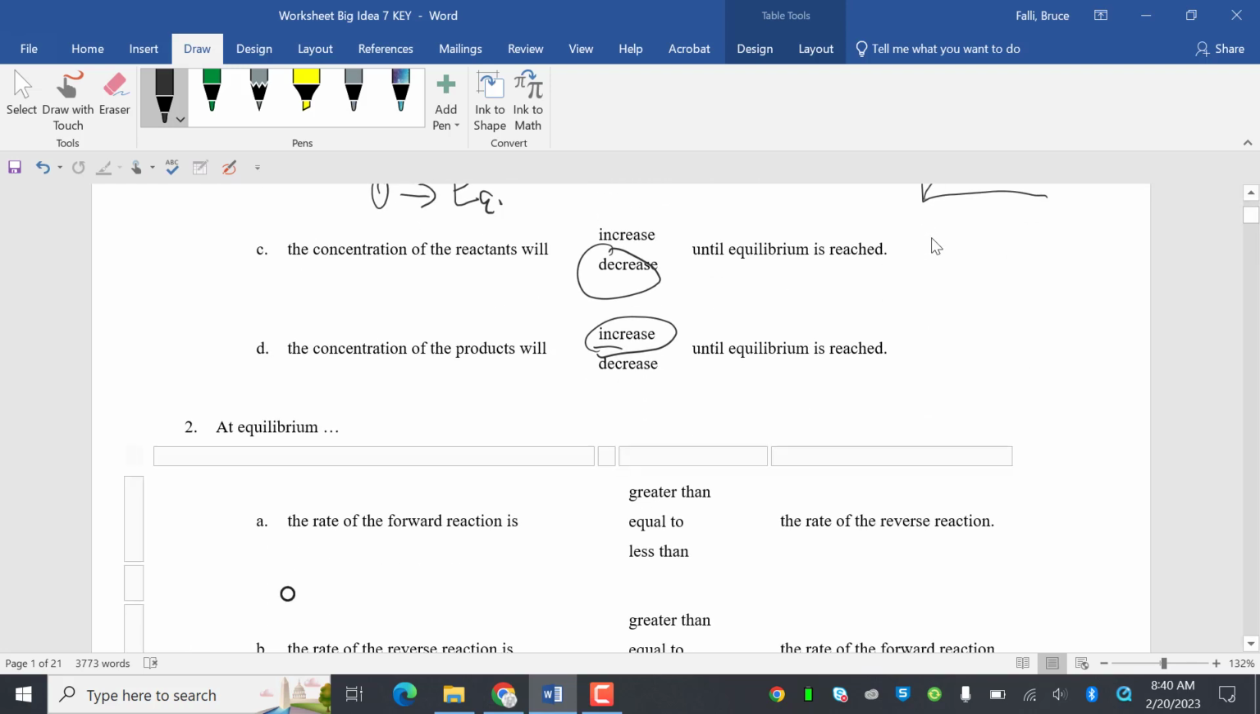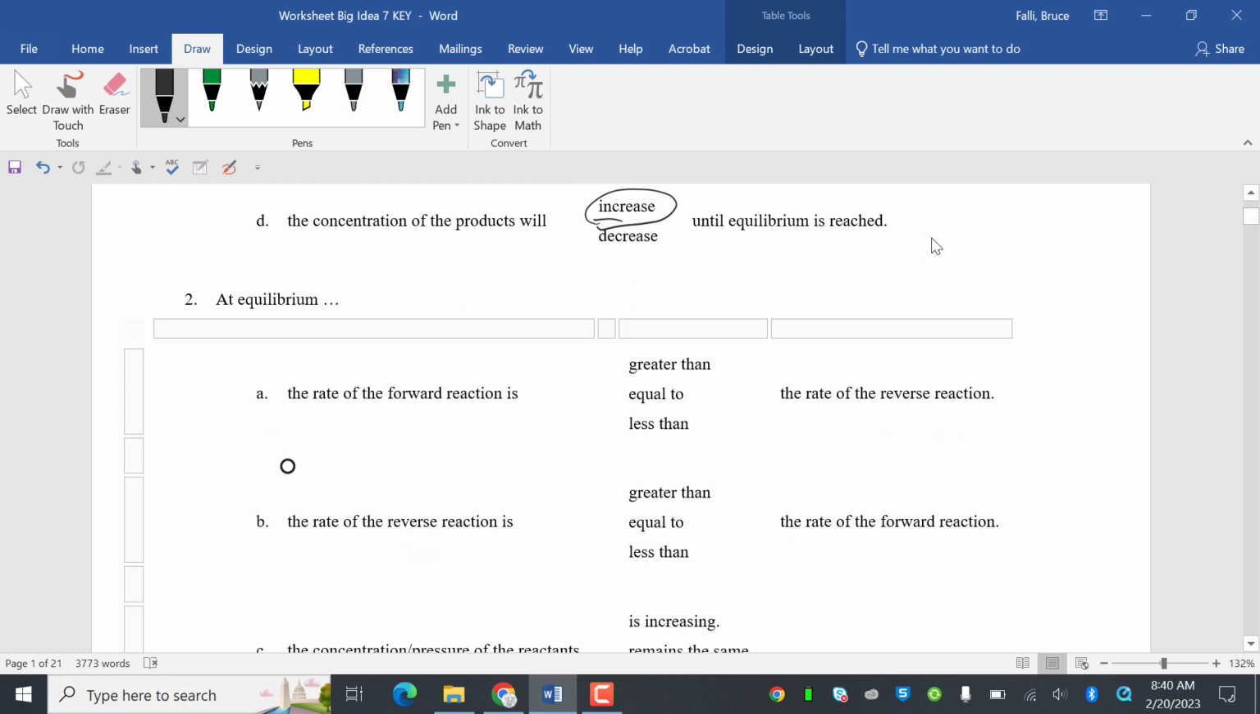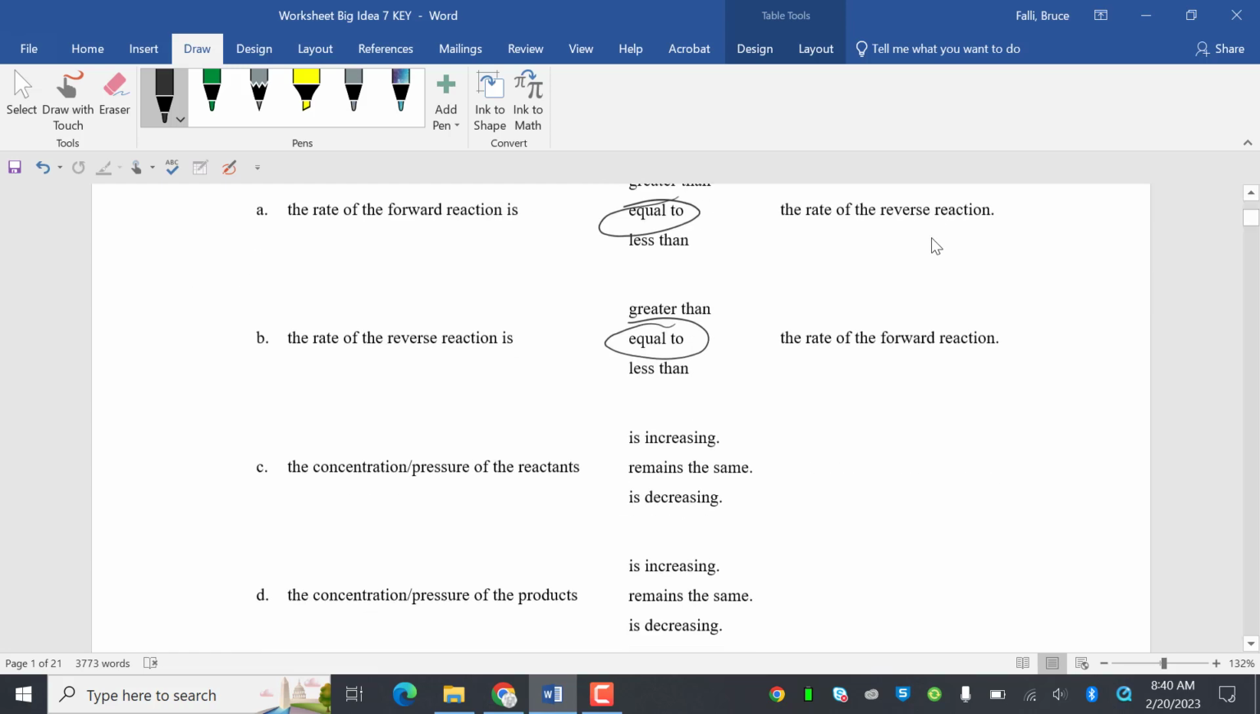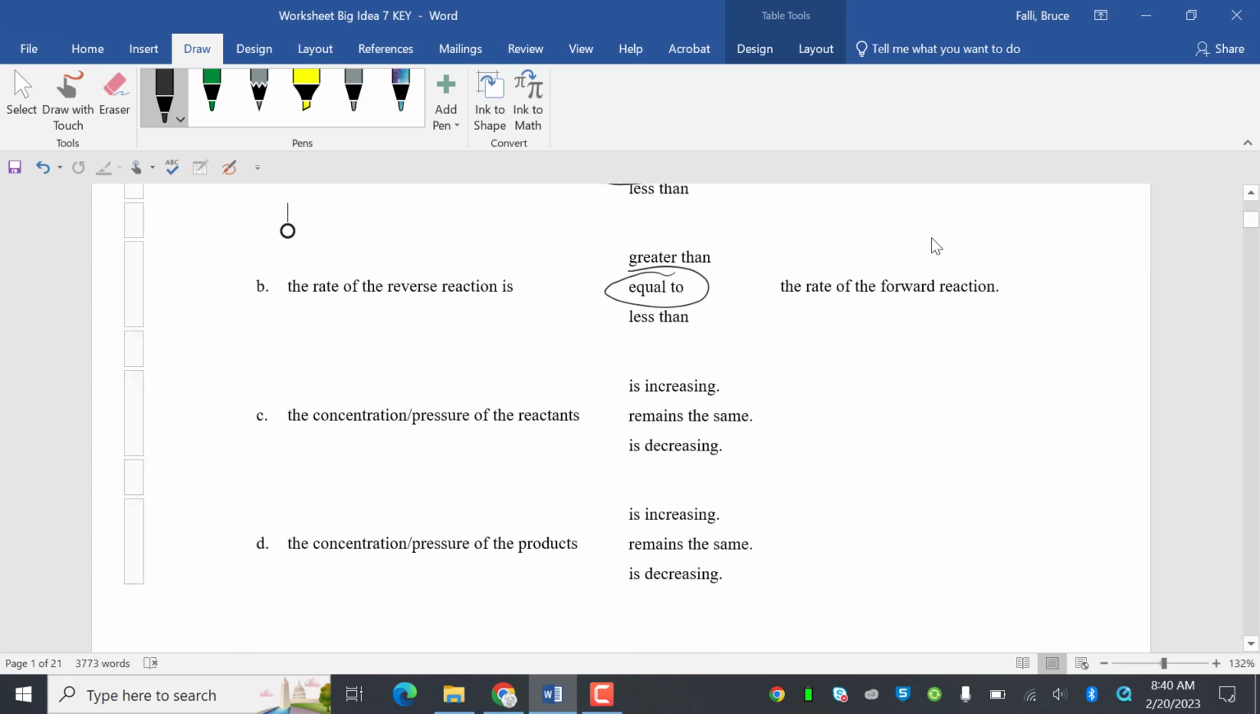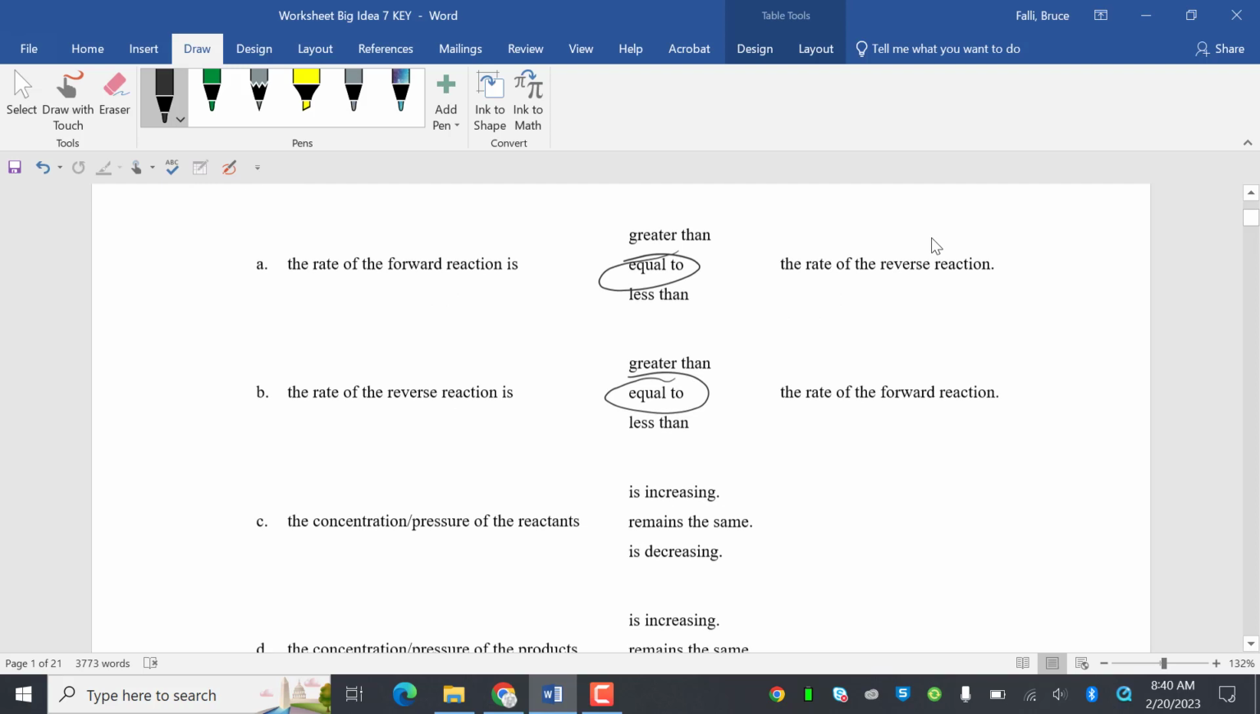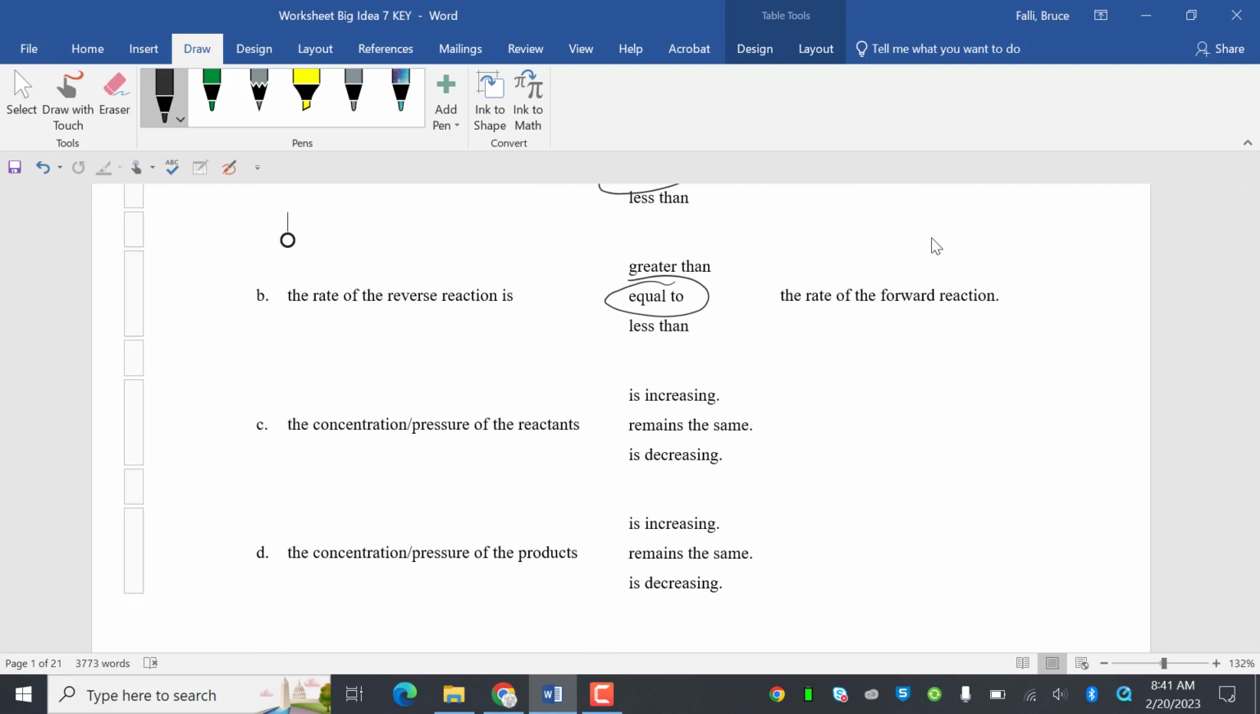At equilibrium, the rate of the forward reaction is equal to the rate of the reverse reaction. The concentration or pressure of the reactants, at equilibrium, would remain the same. Remember, that would be a plateau. The concentration or pressure of the products would remain the same.